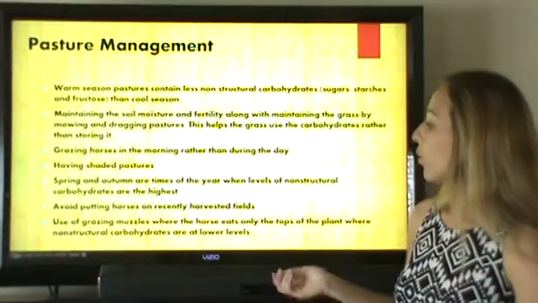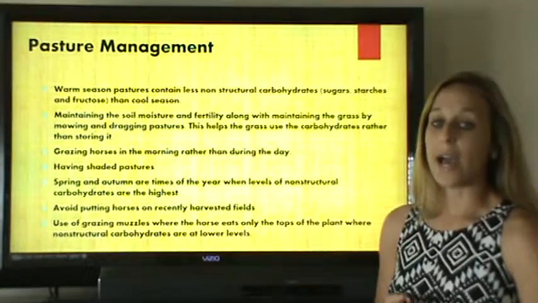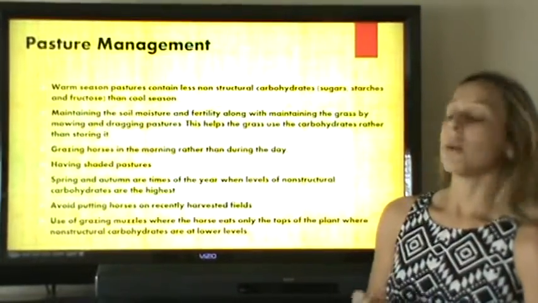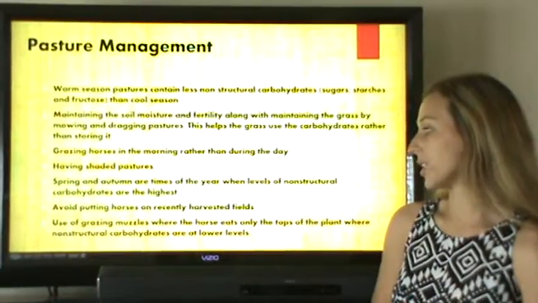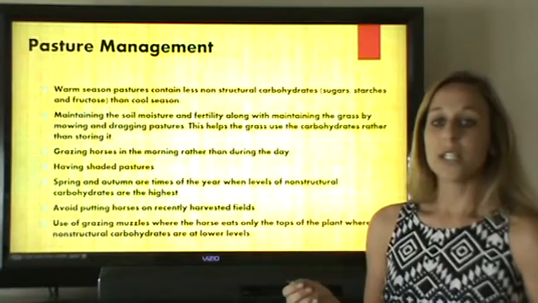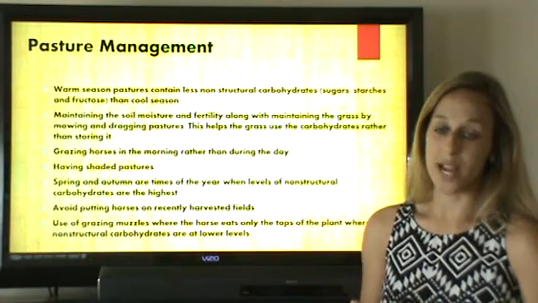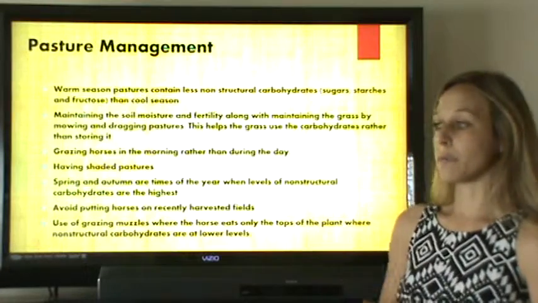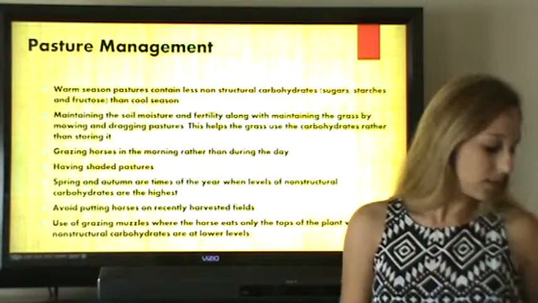And then we can avoid putting horses on recently harvested fields because these fields have higher levels of the non-structural carbohydrates. And then we can use things such as grazing muzzles, which decrease the bite size and force horses to eat the tops of grass instead of the bottoms, because the tops contain less of the non-structural carbohydrates.